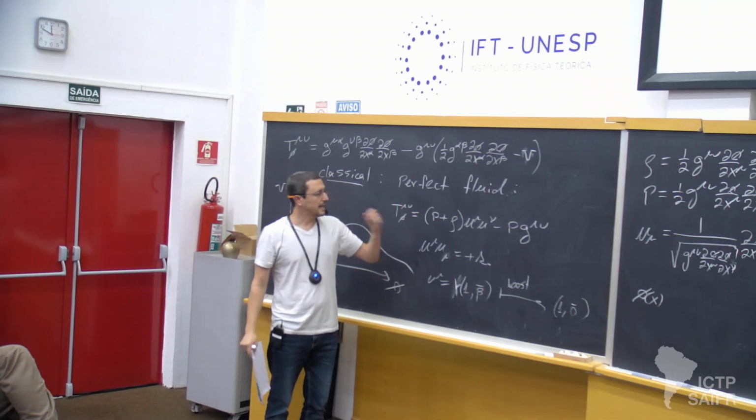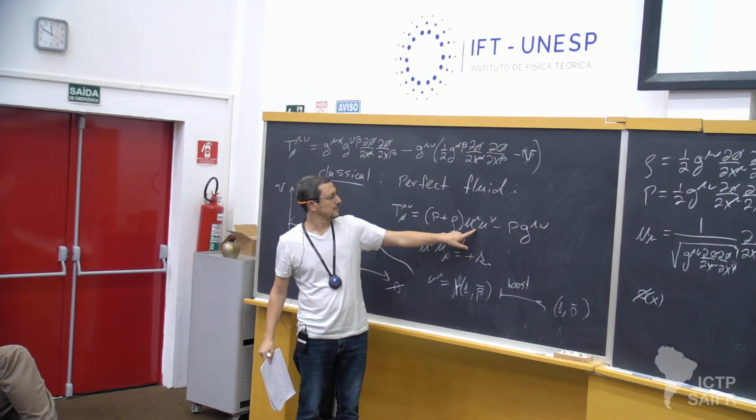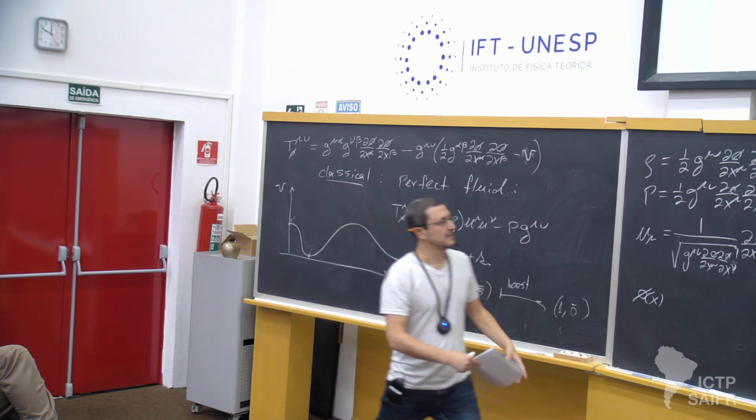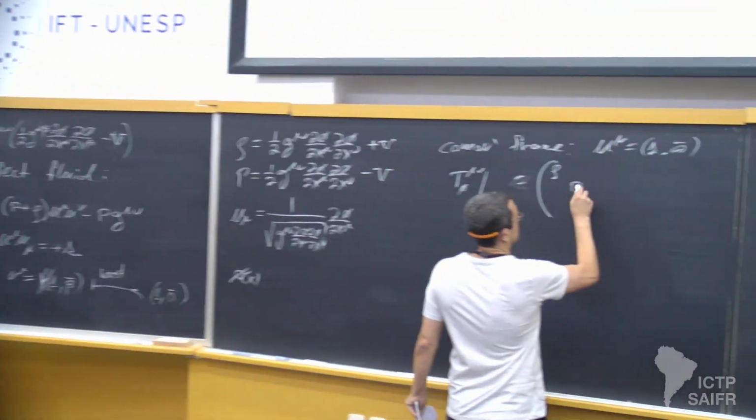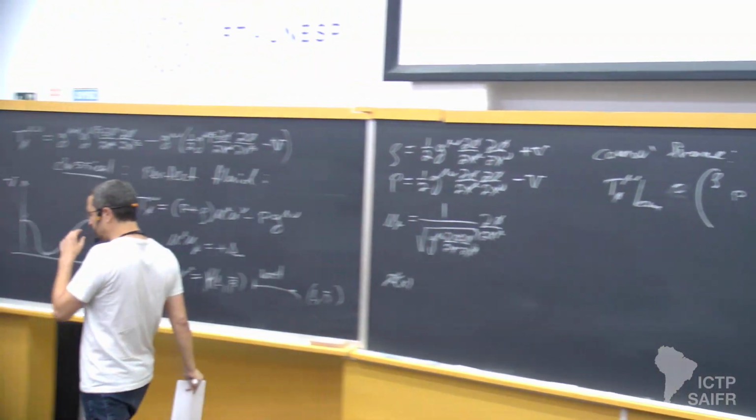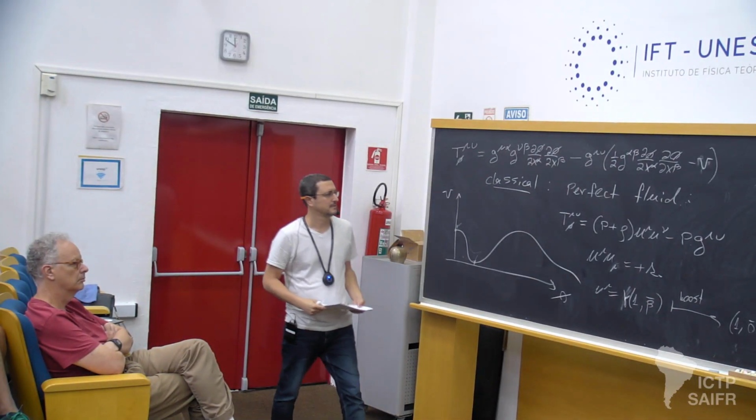And if you do the ii indices, the ii indices of this object vanish, and my ii indices of this object are minus 1, so I get p. Excellent. Which is exactly the energy momentum tensor of a perfect fluid in its comoving frame. Good.